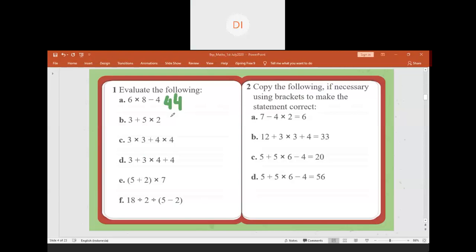13? Okay, good job. Let's continue to question 1C. How much will it be? 28.